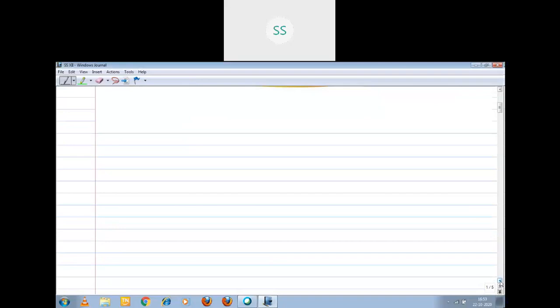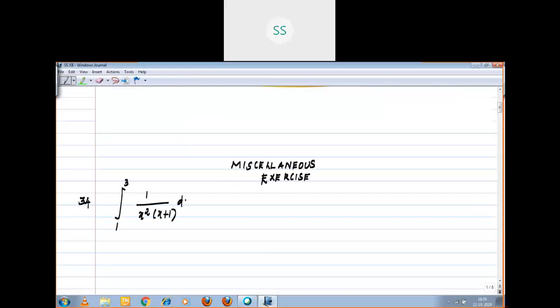Today I am going to discuss miscellaneous exercise question number 34. Integral 1 to 3 of 1 divided by x square into x plus 1 dx equals 2 by 3 plus log of 2 by 3. Prove that.